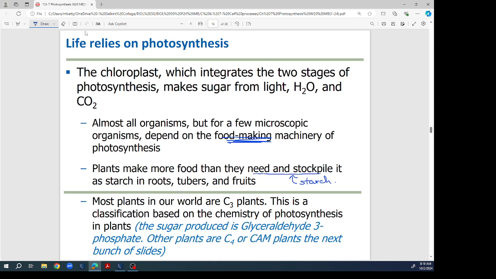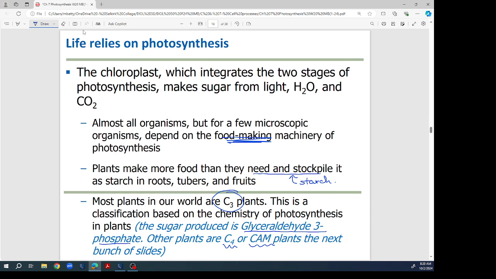So like I said, most plants in our world are C3 plants. That C3 molecule I put in here, I can never remember what these are. So that's the molecule of C3. Other plants are C4 or CAM plants, which are adaptations to mitigate this kind of double-edged sword of having the stomata open so that lots of gases can be exchanged, but also not losing too much water.